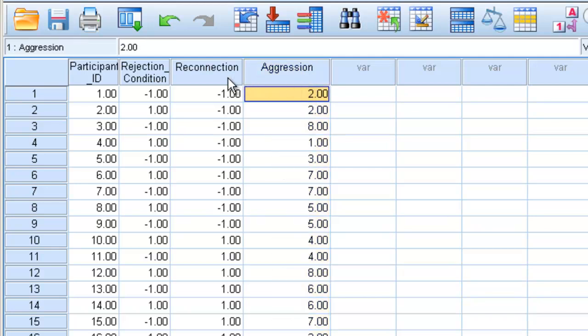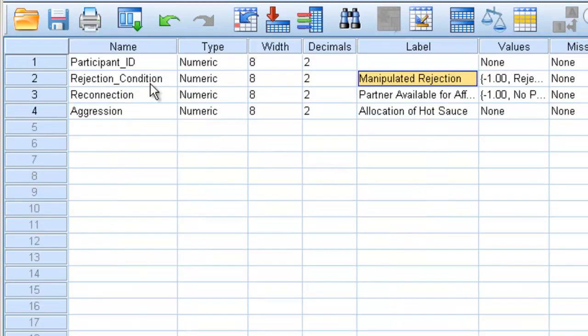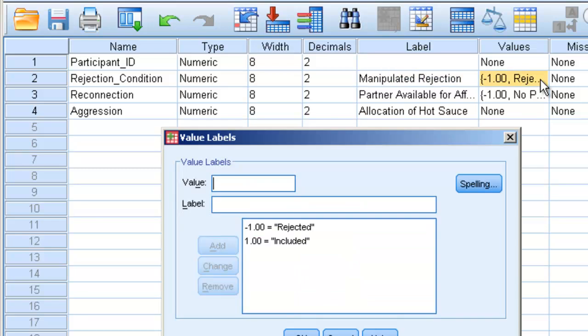And they're either told that that person is really excited to meet the individual, they're really open, they're looking to meet new people, or they're told they're kind of a loner, they have lots of friends, they don't want to meet anyone. That's our reconnection or reaffiliation ability or possibility. In fact, if we go here, we can see that under rejection, a negative one is rejected, a one is included, and for reconnection, a negative one means no possibility for reconnection, a one is there is a possibility for reconnection.